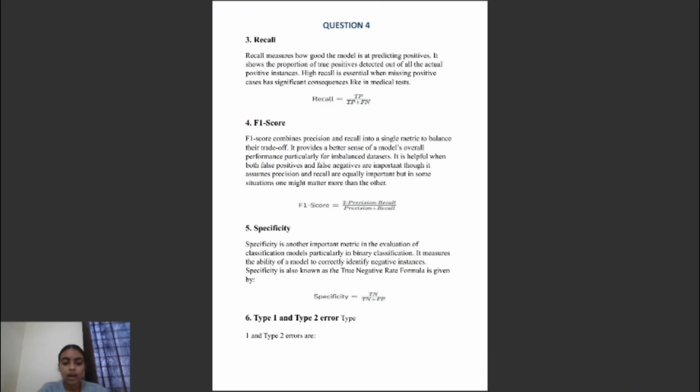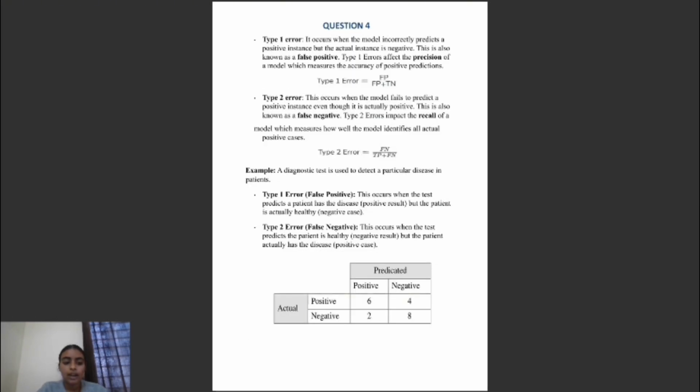Finally, we have type 1 and type 2 errors. Type 1 error, false positive, predicting positive when the actual case is negative, which reduces precision. Type 1 errors affect precision for a model, which measures the accuracy of positive predictions. Its formula is type 1 error equals false positive upon false positive plus true negative.